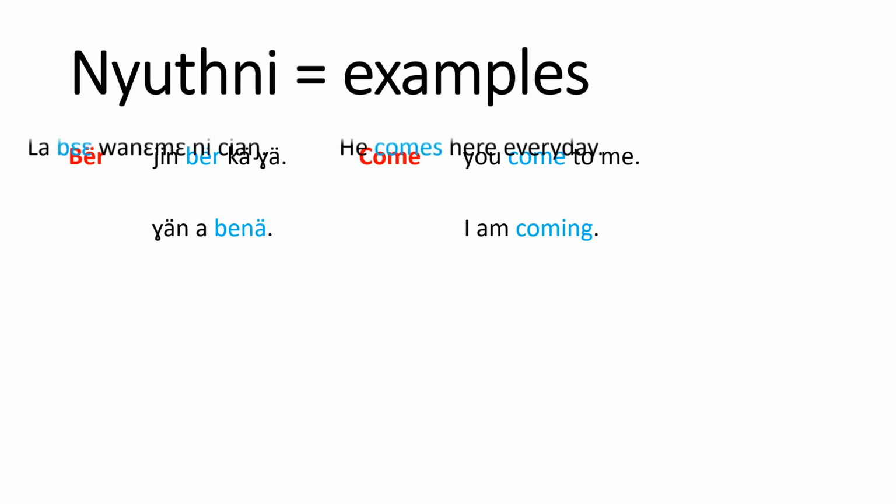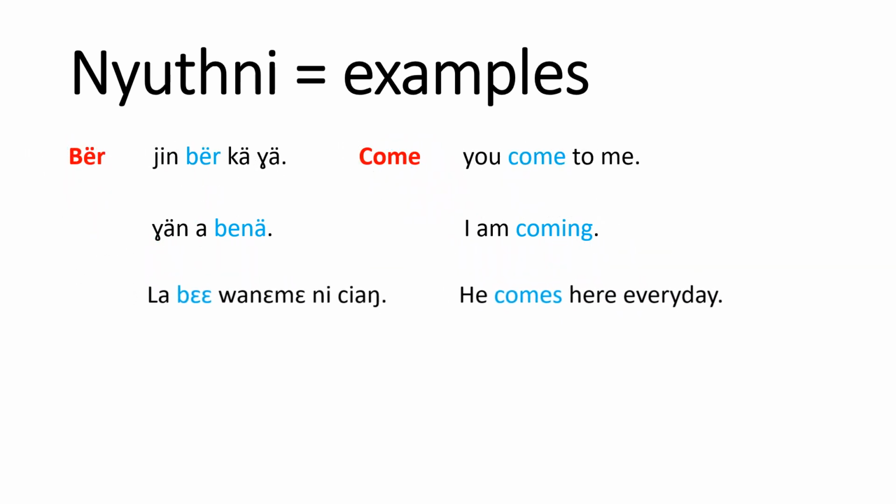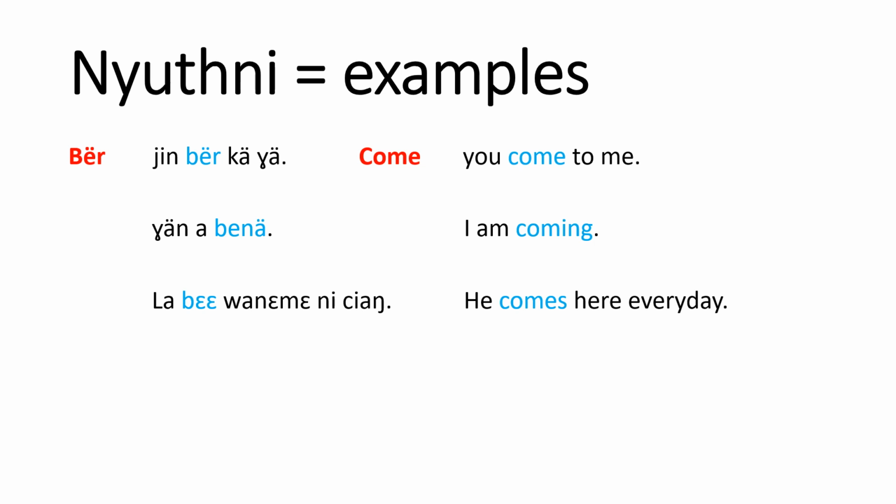The third one is ber. In English, he comes here every day. That means yesterday, today, tomorrow, all the time. He keeps coming. Same thing in Nuer.